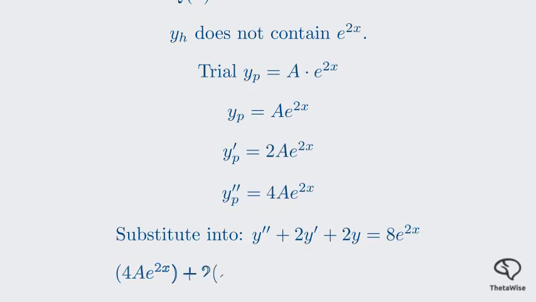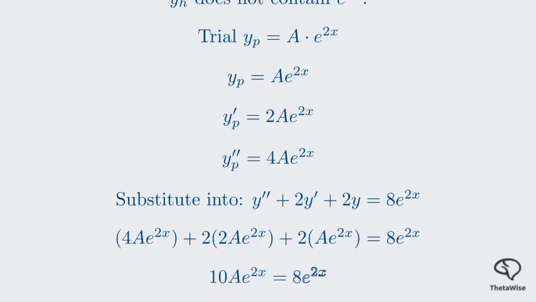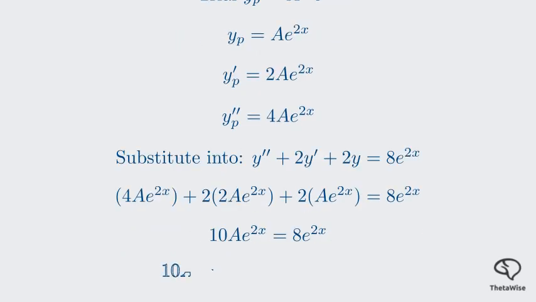Substituting these into y'' plus 2y' plus 2y equals 8e to the 2x gives us 4Ae to the 2x plus 2 times 2Ae to the 2x plus 2 times Ae to the 2x equals 8e to the 2x. Combining the terms on the left, we get 10Ae to the 2x equals 8e to the 2x. Dividing by e to the 2x and solving for A, we find that A equals 8/10, or 4/5.